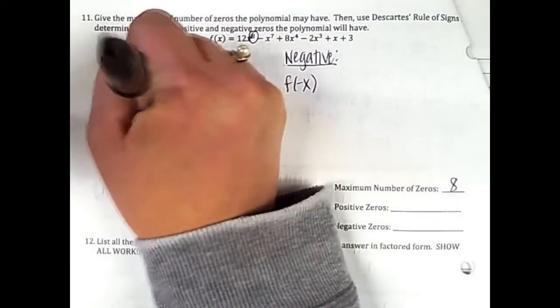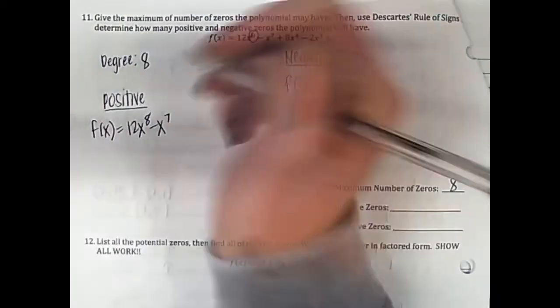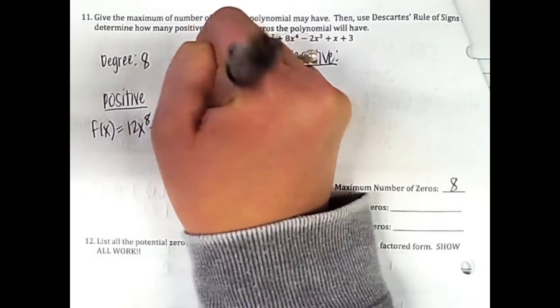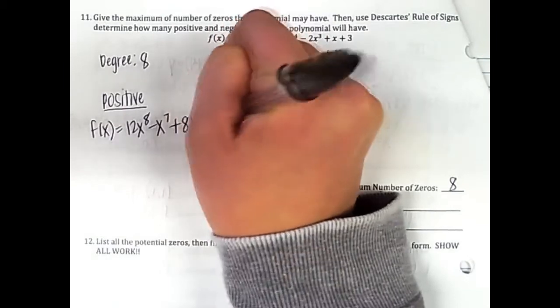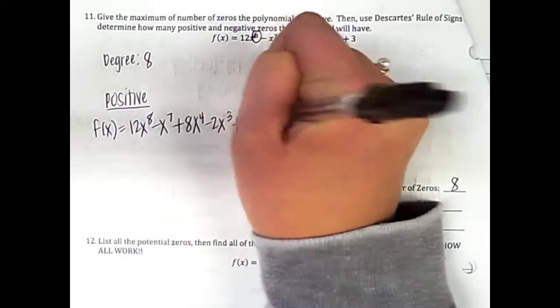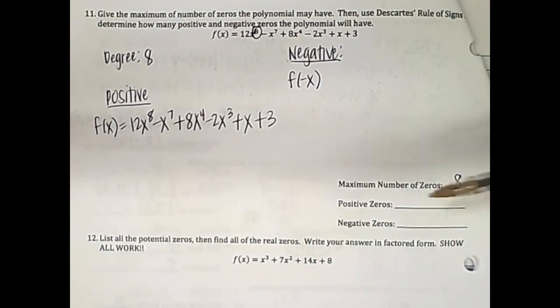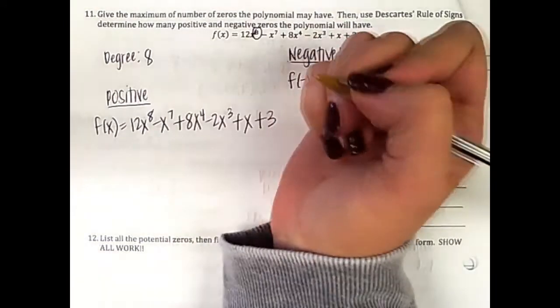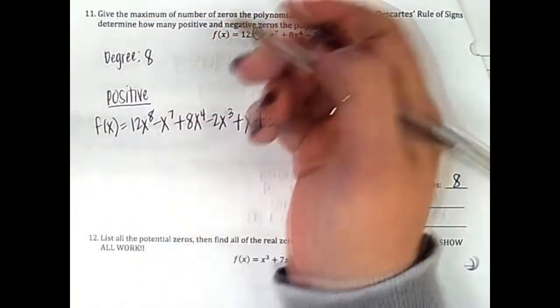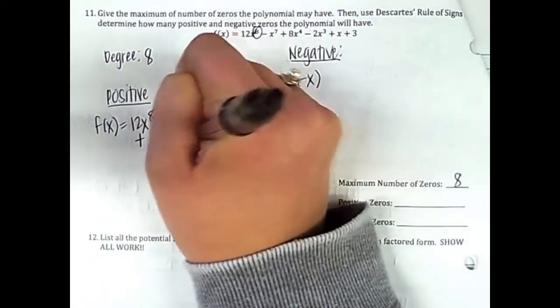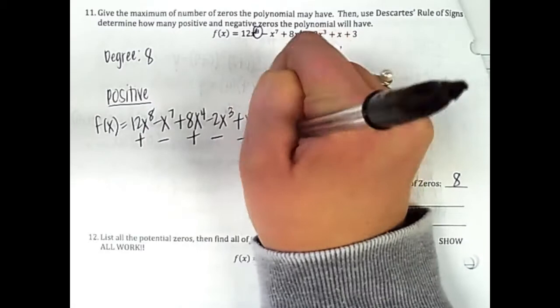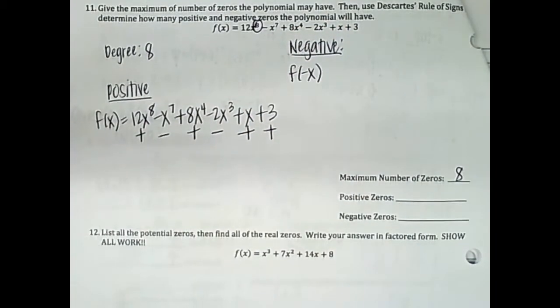So 12x to the 8th minus x to the 7th plus 8x to the 4th minus 2x cubed plus x plus 3. Okay, so what we're doing is looking at our signs. What I usually do is write the signs of my coefficients in front. So 12 is positive. Negative x to the 7th, that's negative. We have a positive, a negative, a positive, and another positive. Then we're looking at the number of variations in our signs.